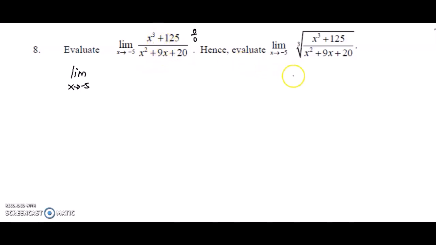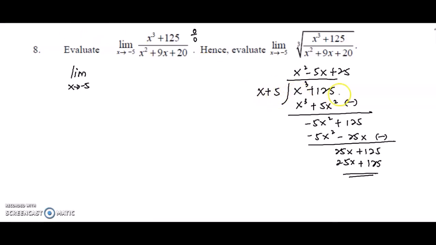To factorize this x cubed plus 125, again, I will apply the long division. Okay, divide by its factor. Its factor is x plus 5 because negative 5 makes it 0. And from the 0, we can know that the factor is x plus 5. So divide by x plus 5. This is the long division that I have done.